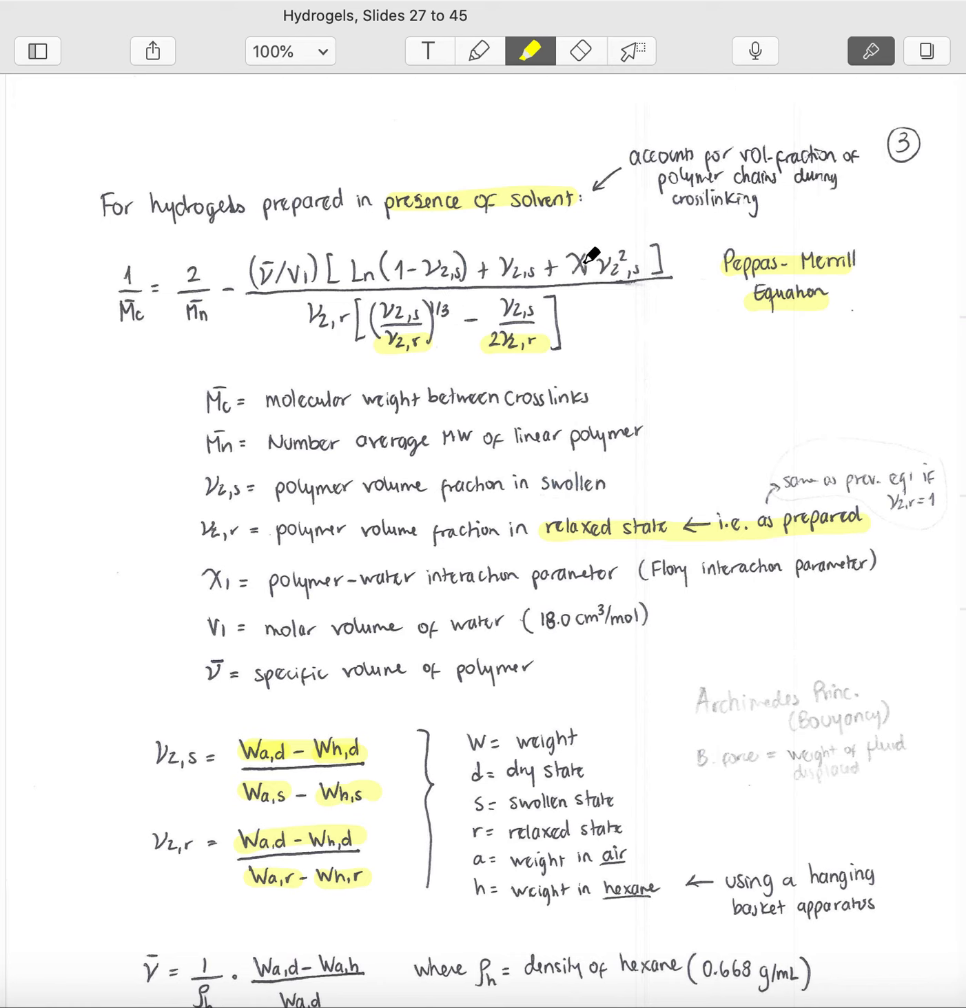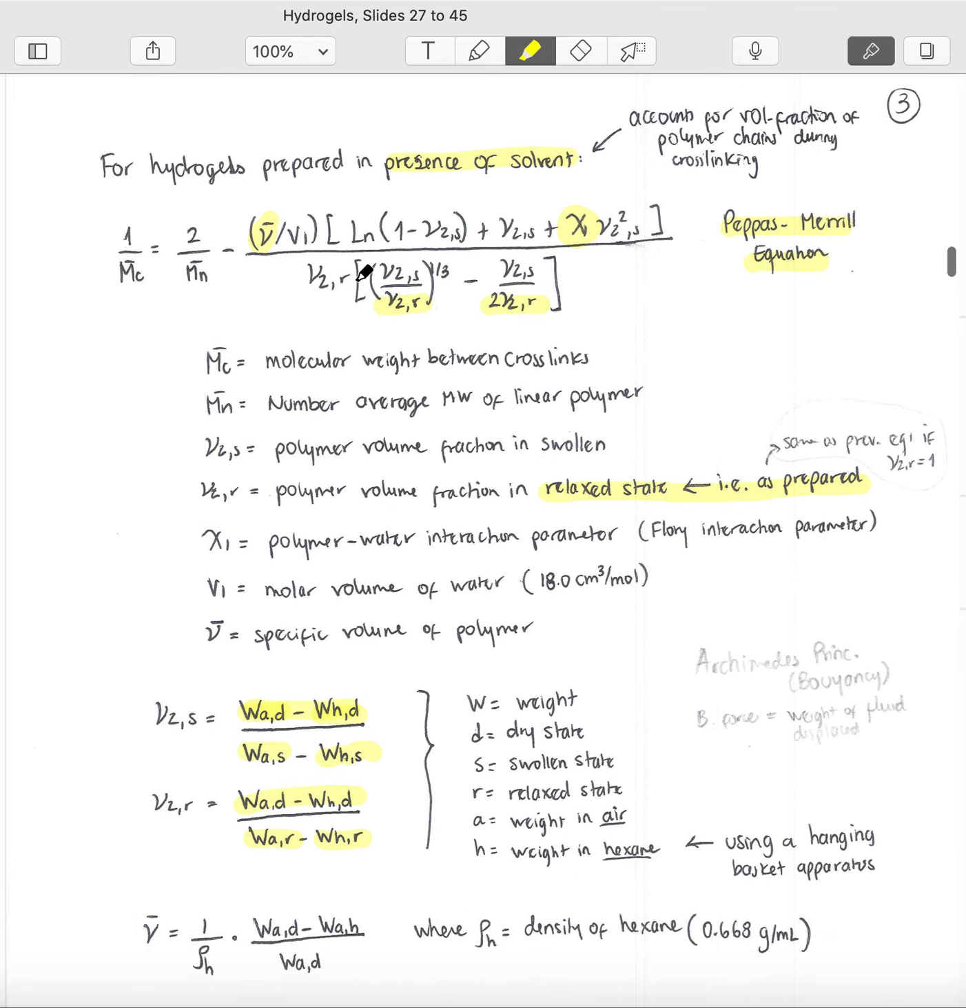At the same time, you would look in the literature for the value of the Flory interaction parameter between the polymer and the solvent, and you would look up information or you might measure information about the specific volume of the polymer. For the most part, you can find it in the literature. If you were to calculate it yourself, what you would do is that polymer specific volume is equal to 1 over the density of hexane times, and I know that I have a mistake here, so let me go ahead and correct that.